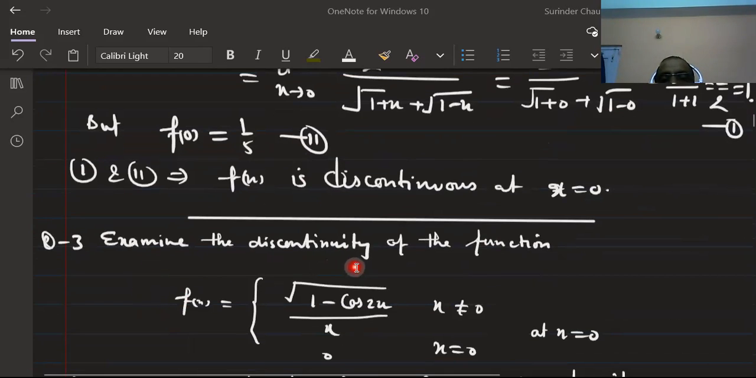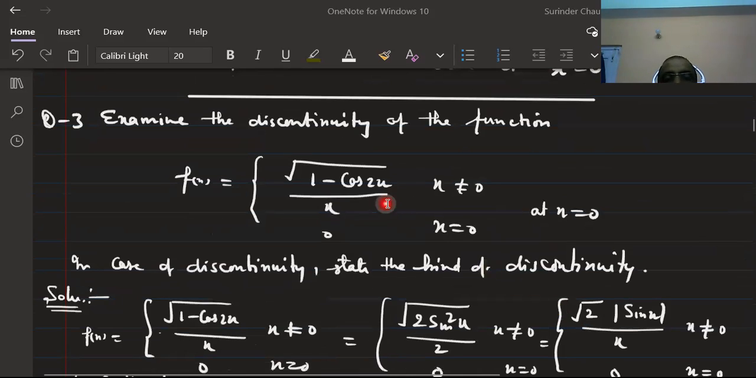Examine the discontinuity of this function. f(x) is equal to root of 1 minus cos 2x over x for x not equal to 0, and 0 for x equal to 0. We discuss this discontinuity at 0. Now again, in the left of 0, the function is the same. Right of 0, the function is the same.